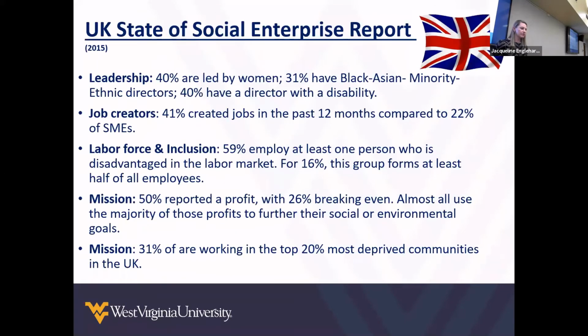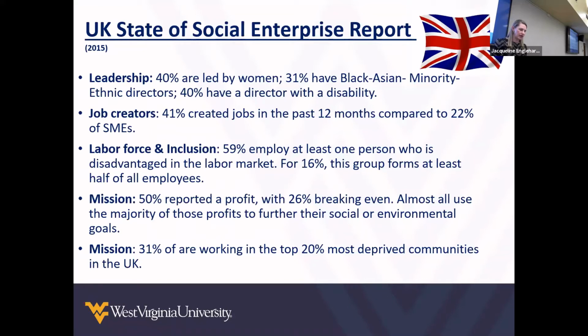Now in the UK, it's a little bit different. There's a more recent report in 2015. And what this research really honed in on was, what are they doing? 40% of those organizations are being led by females. 40% of those organizations have a director that has some kind of disability or is reported living with a disability. Compared to small and medium-sized enterprises, 41% are creating jobs in the past 12 months versus 22% of kind of your regular organizations. So they're really, really about job creation.